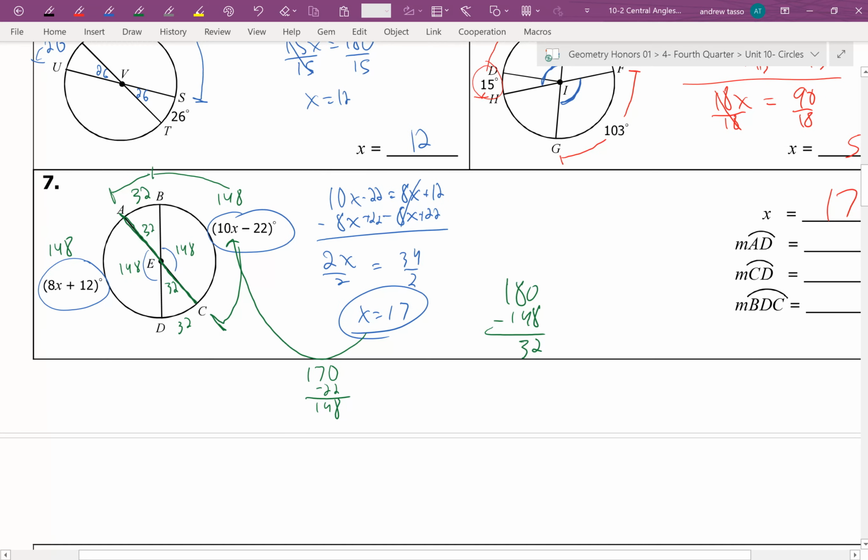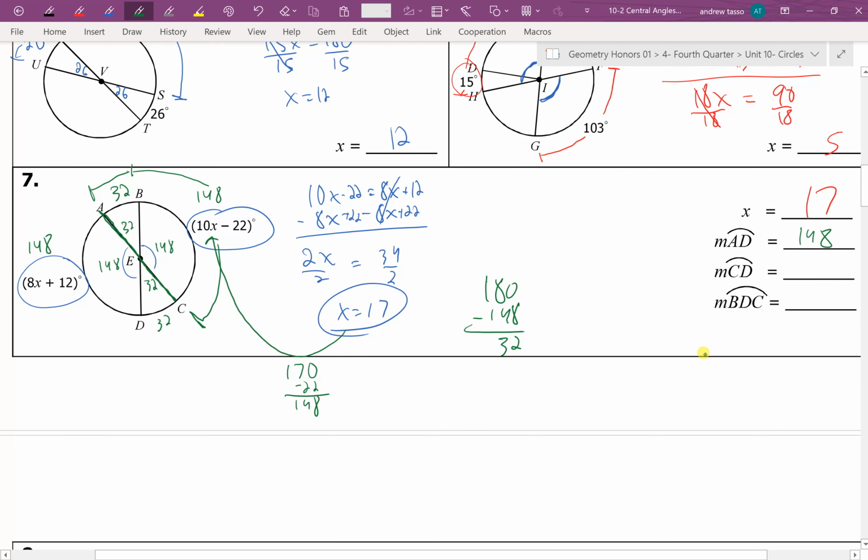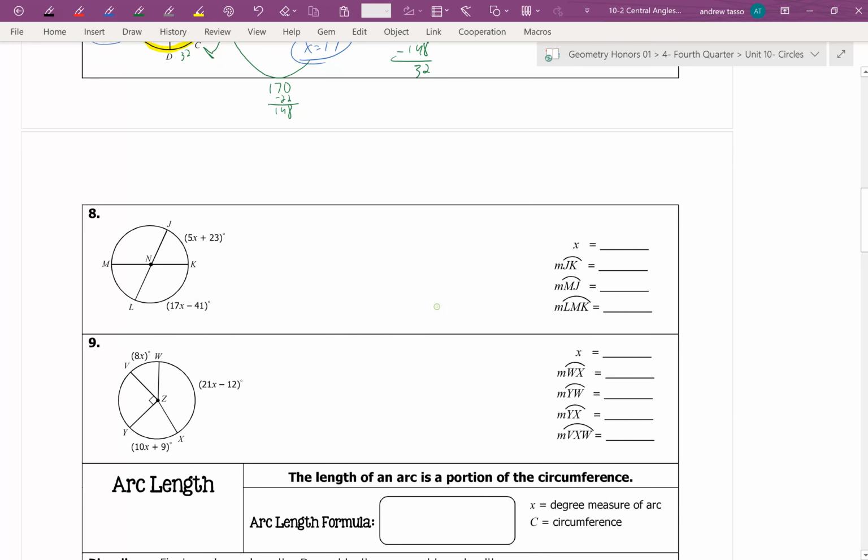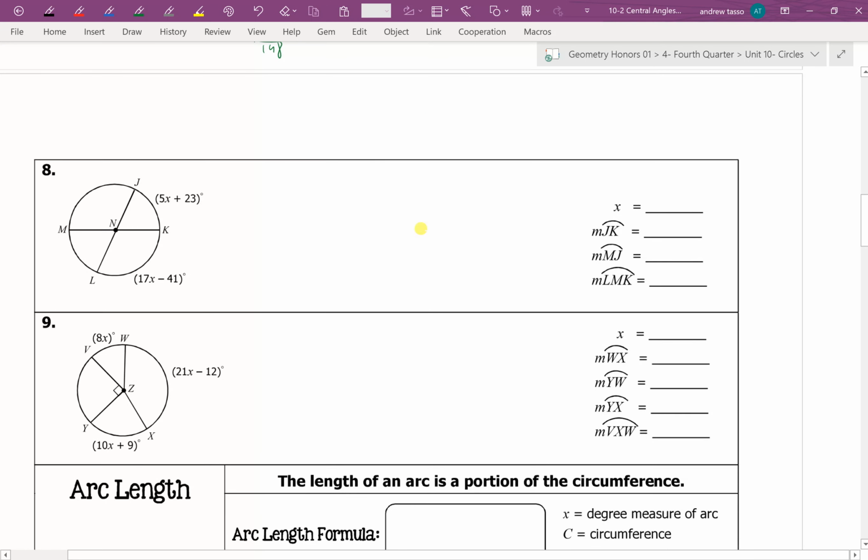So let's see what they want. Arc AD, that's easy, it's just 148. Arc CD, that's 32. Arc BDC. So if you notice, B to D to C is this way. So we go a full 180 plus an extra 32, that's going to be, is it 212? I think so. 212. Okay. So now you guys can try numbers 8 and 9, and I'll pause here for a moment to allow you to try them. So just hit pause on the video.